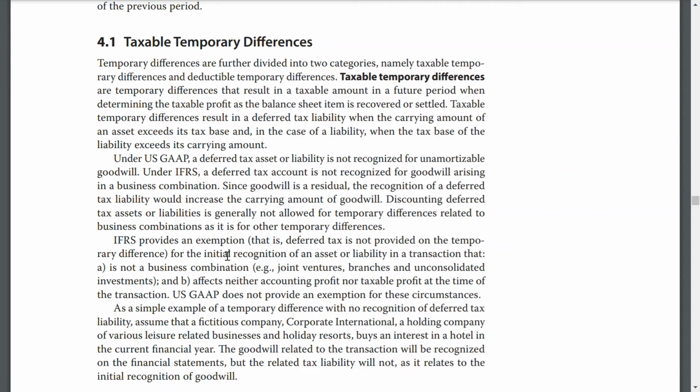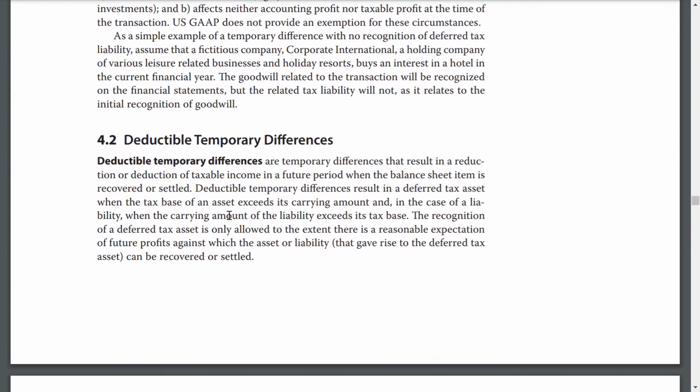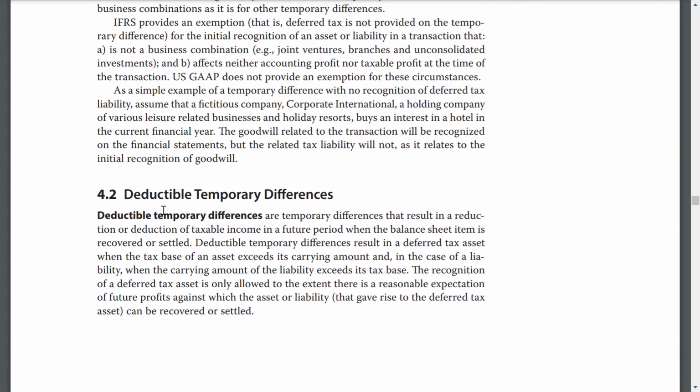As a simple example of a temporary difference with no recognition of deferred tax liability, assume that a fictitious company, Corporate International, holding company of various leisure-related businesses and holiday resorts, buys an interest in a hotel in the current fiscal year. The goodwill related to the transaction will be recognized on the financial statements, but the related tax liability will not, as it relates to the initial recognition of goodwill.